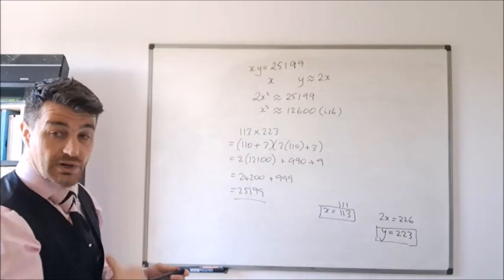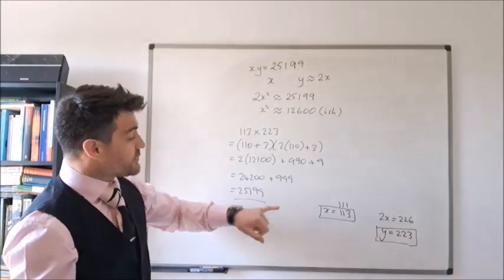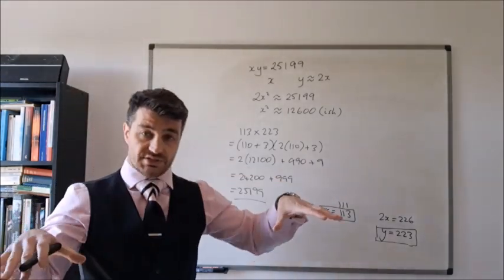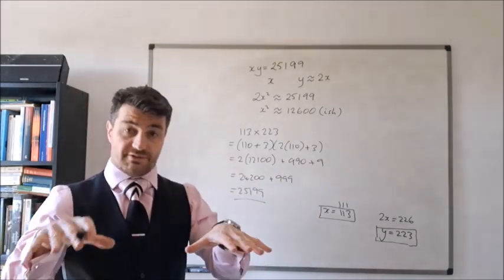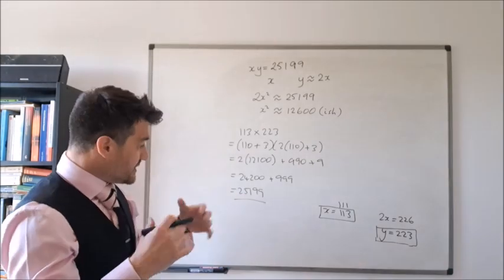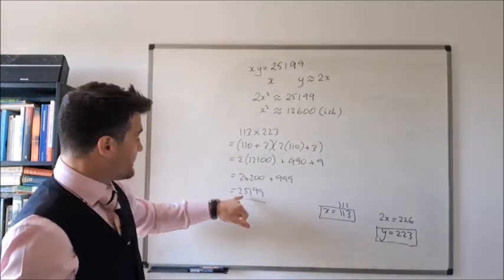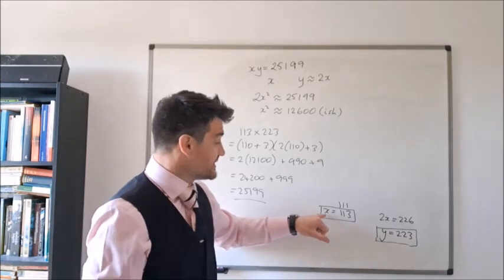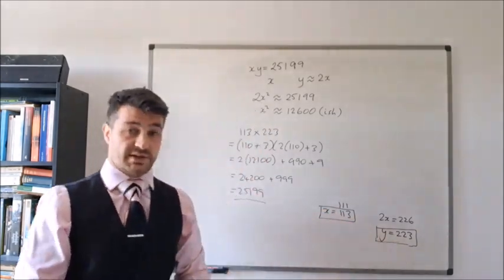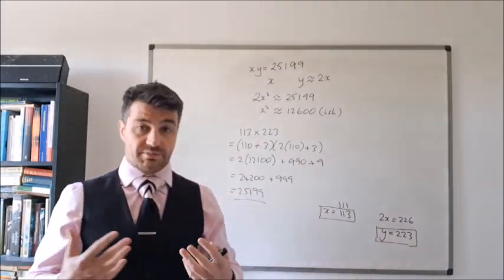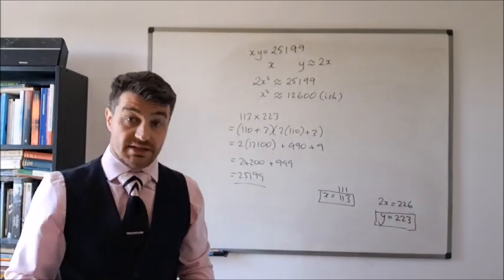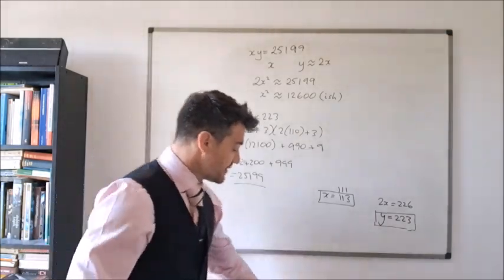So remember what I said right at the beginning. Once we've split 25,199 into two prime factors, then it's unique. There's no other possibilities. So what I found here is that 25,199 can be decomposed into the product of 113 and 223. These must be the prime numbers that I'm looking for. Okay, so let's have a look at the follow-up challenge part to this problem.